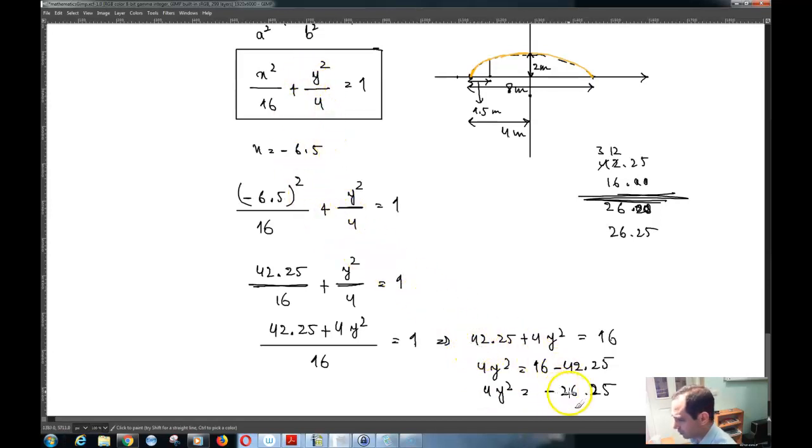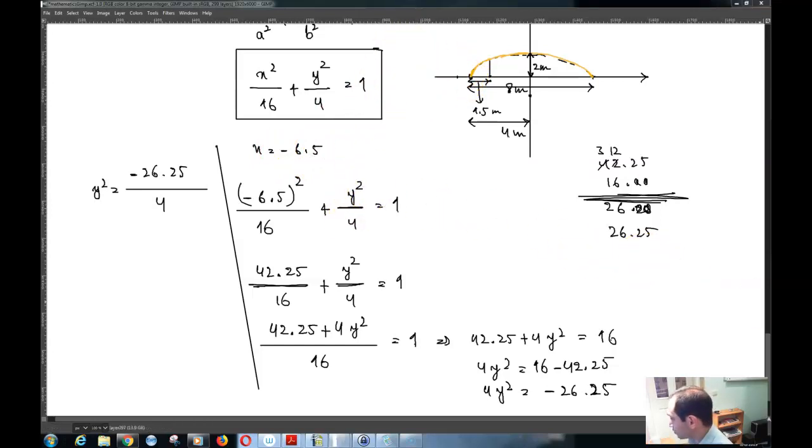Why is it giving me a negative answer? You see over here, I can write y squared is equal to negative 26.25 divided by 4, which is a negative number, and that doesn't give me any real roots. Of course it doesn't give me any real roots, because your function doesn't have any real output over here. At negative 6.5 there is nothing over here. That was my mistake, I'm sorry.